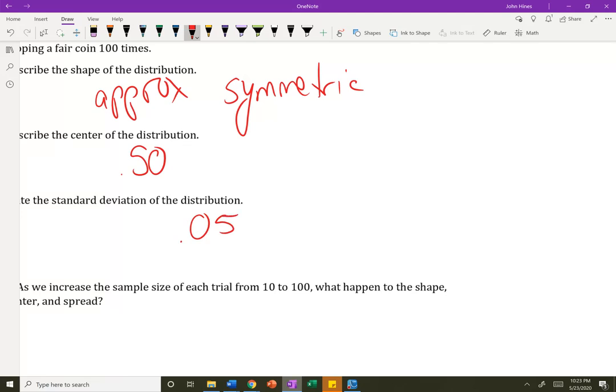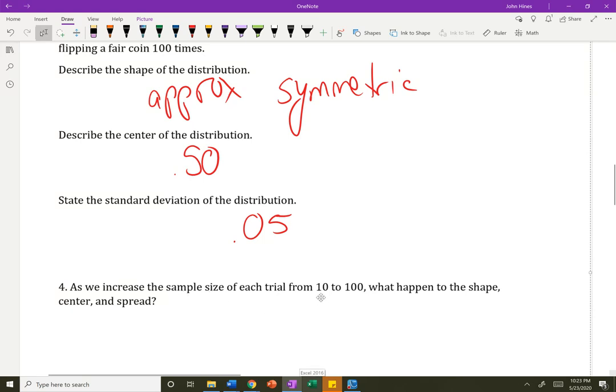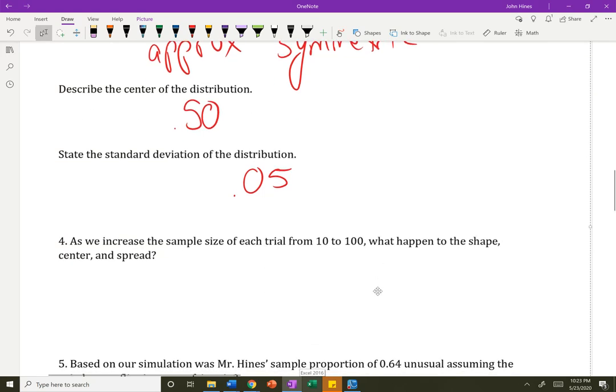So what happened as we increased the sample size from 10 to 100? What happened to the shape, center, and spread? Well, the shape, they're both normal distributions. The shape didn't change. Both normal.